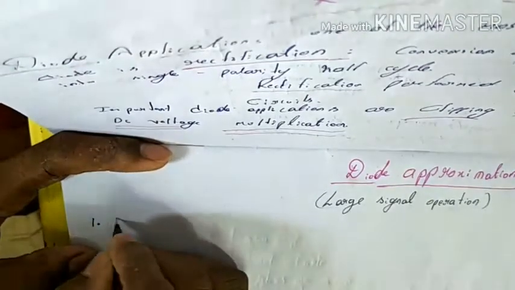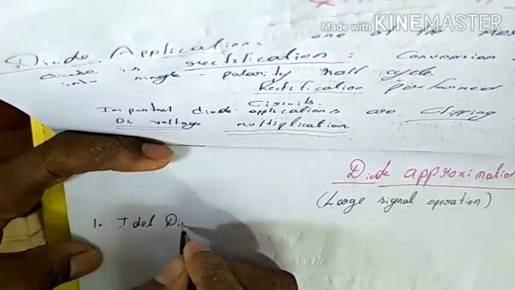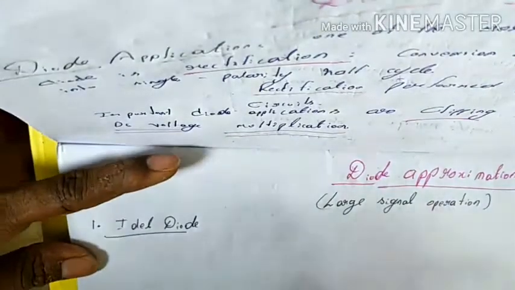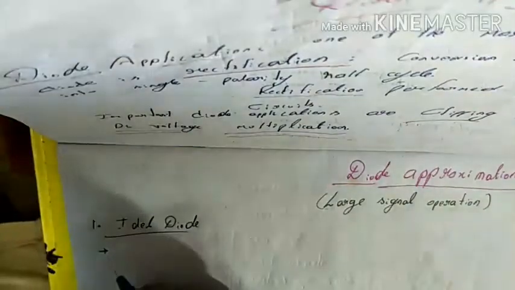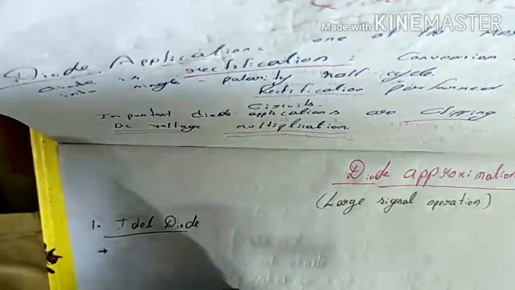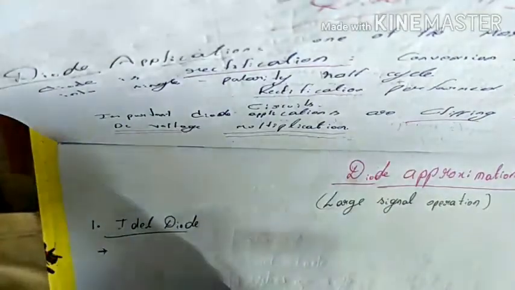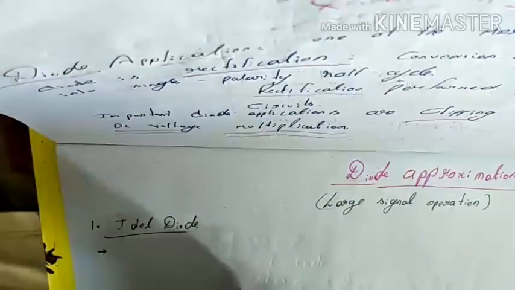Here, friends, the first one is the ideal diode. In this ideal diode, when the diode is forward biased, the resistance offered is 0. When it is reverse biased, the resistance offered is infinity. It acts as a perfect switch.